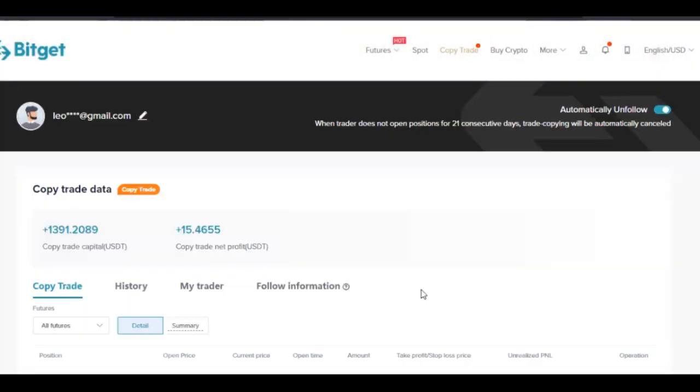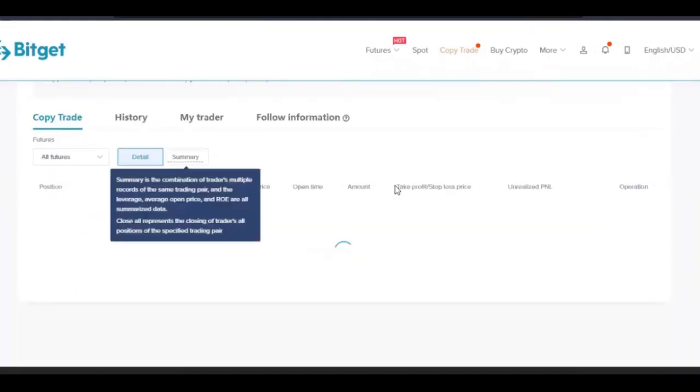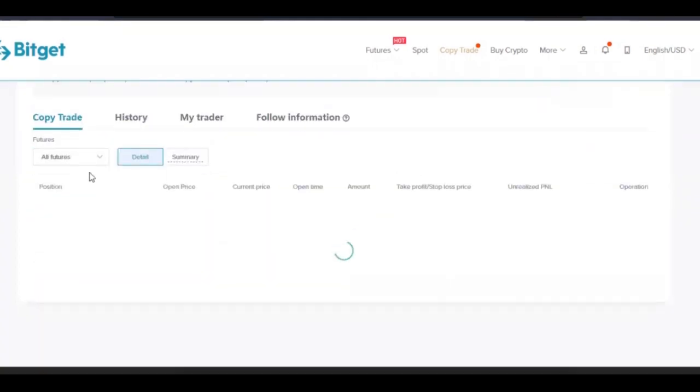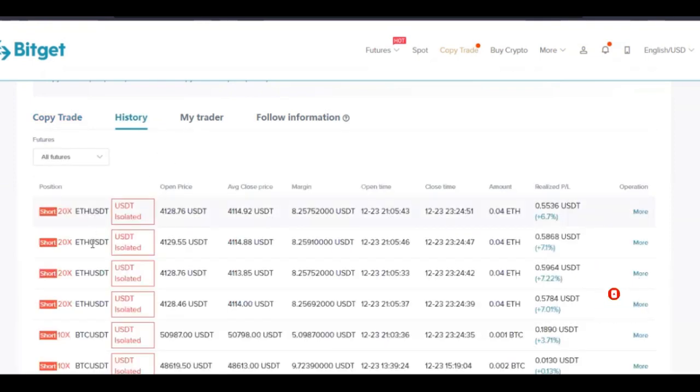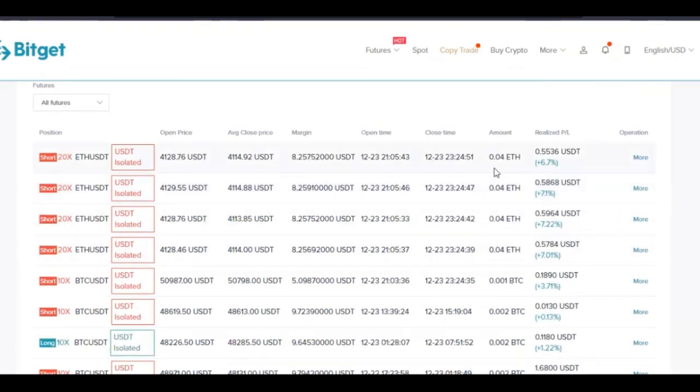And right now, I'm already following this trader. So if I come in here, this is my trading space. And now if I come in here, you see, let it load up. You see my copy trading, the person that I'm copying already going on. But while that is loading up, I come here to the history. This is the history of all of the trades that I've carried out.